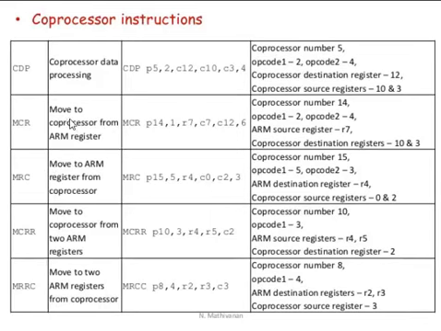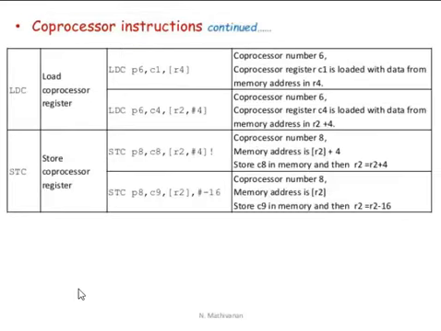So then operations like moving to coprocessor from ARM register, then moving to ARM register from coprocessor, okay, then move to coprocessor from two different ARM registers, and finally move to two ARM registers from coprocessor. Then there are load and store operations, okay.